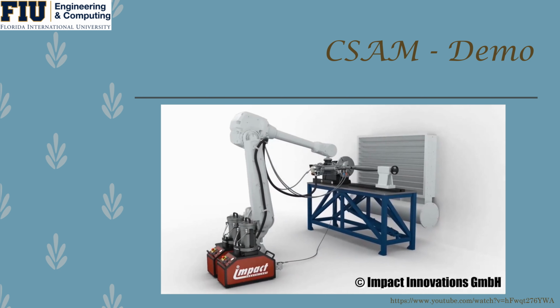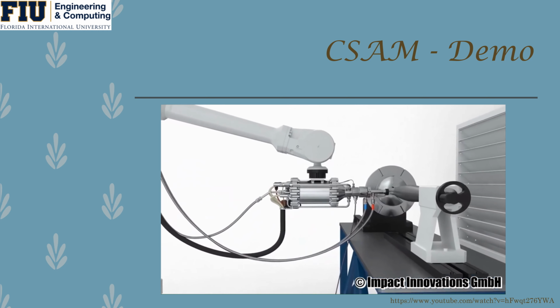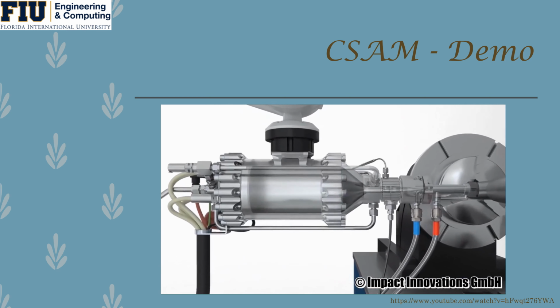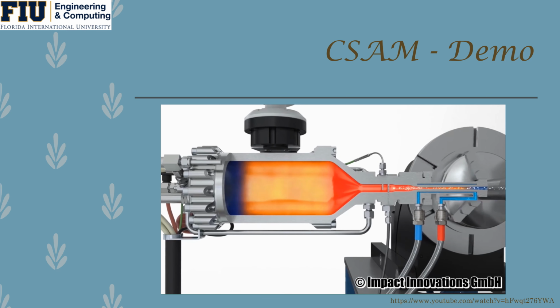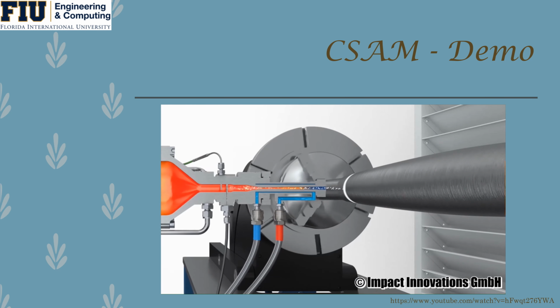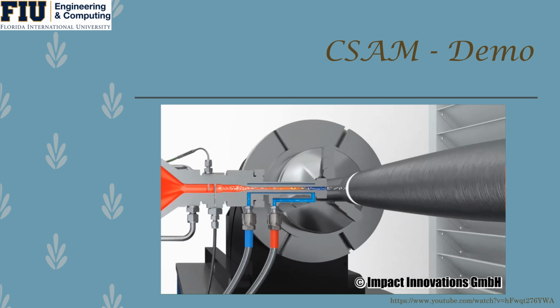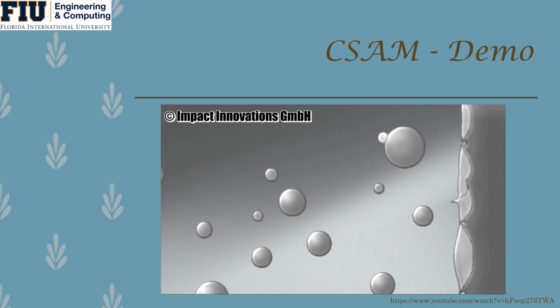Moving into another demonstration by Impact Innovations, we can see that this cold spray system is mounted to a 6-axis robotic arm, in which the compressed gas is met with the particles in the chamber, then extruded through the nozzle and embedded into the surface.